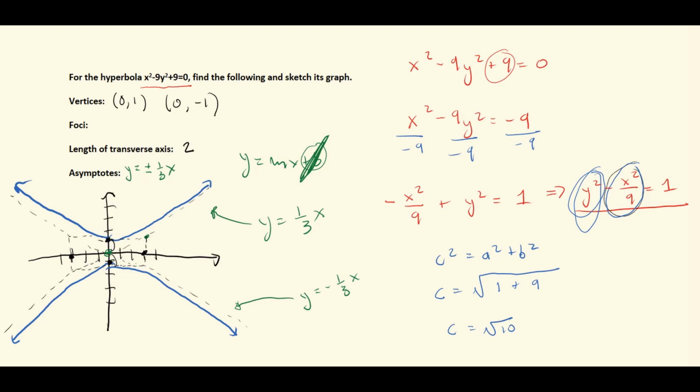So we're going to get 1, 2, 3. So it's going to be somewhere here. That's one focus point. And the other one is right about here. That's the other focus point. And then we can go ahead and state our answer. The two foci have the coordinates 0, and then we have plus and minus the square root of 10. And that's it, we're done.